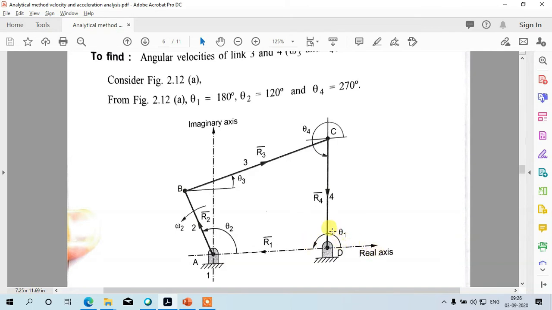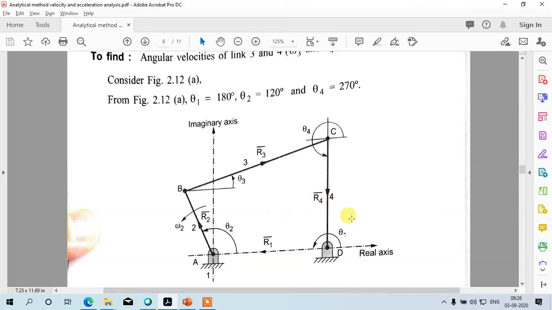The angle theta 1 is shown here. You can observe it is 180 degrees. Link number 3 is oriented at an angle theta 3 and link number 4 at theta 4. You have to measure these angles with respect to the positive real axis.